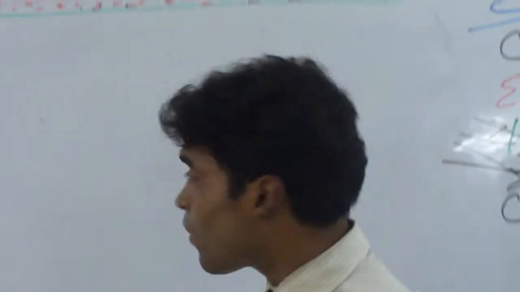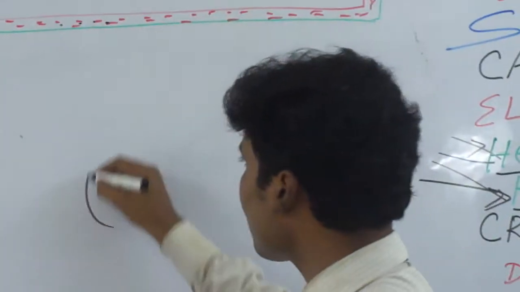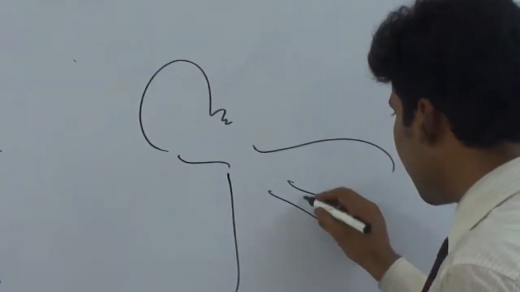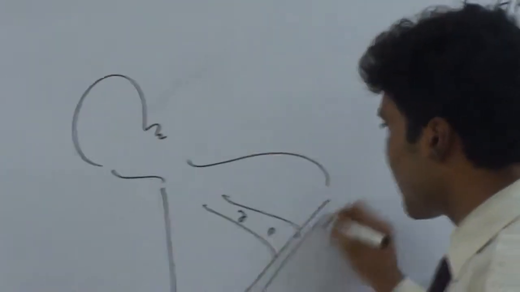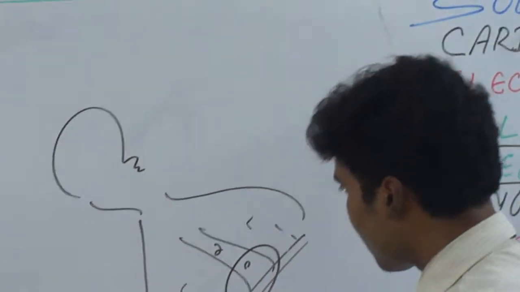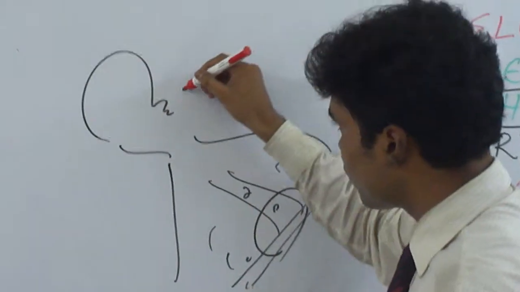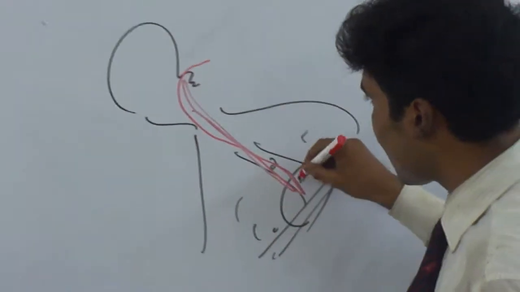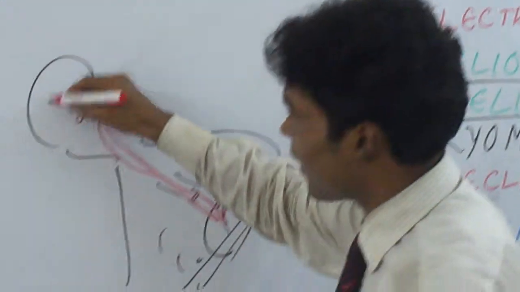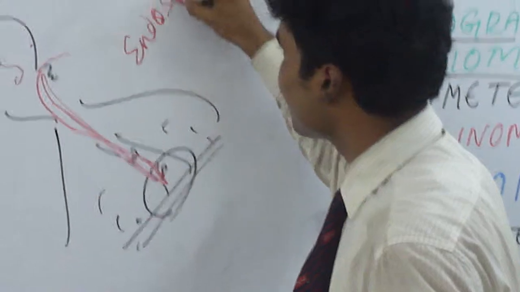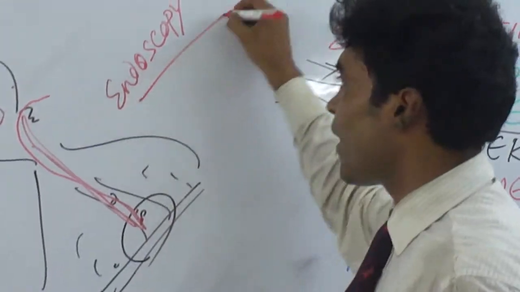Endo means inside. Suppose one man is here. What is inside his body? Suppose the stomach is here, and some instrument is used to examine whatever problem is there inside the human body. That is known as endoscopy. Right, I'll get to my point. So endoscopy, as usual.